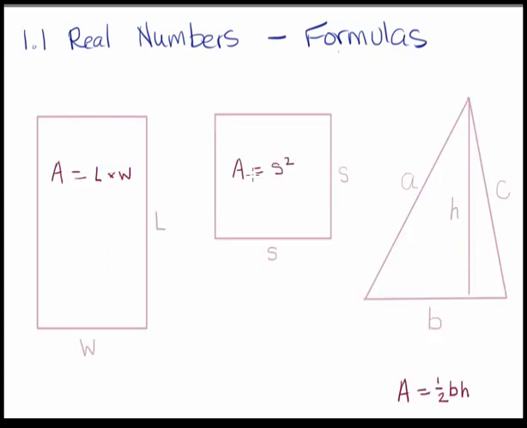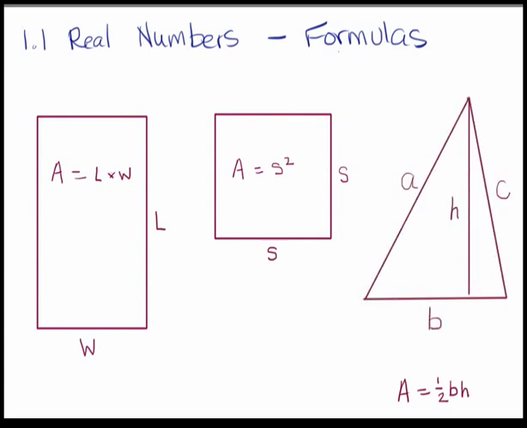Here's a summary of what we've got for area. The area of a rectangle is its length times its width. The area of a square is the length of a side squared, or the length of a side times itself. The area of a triangle is 1/2 times its base times its height. We have formulas for the perimeters and areas for rectangles, squares, and triangles.